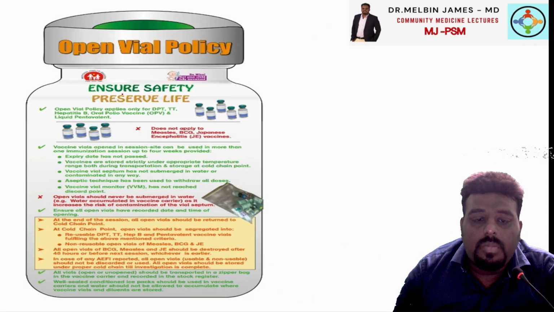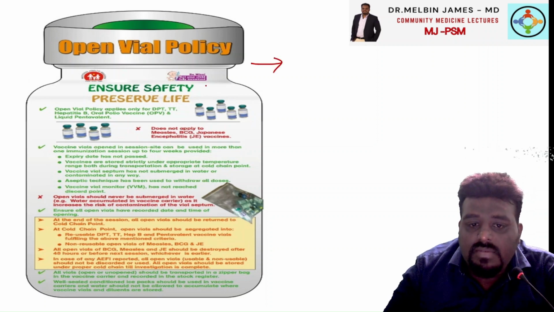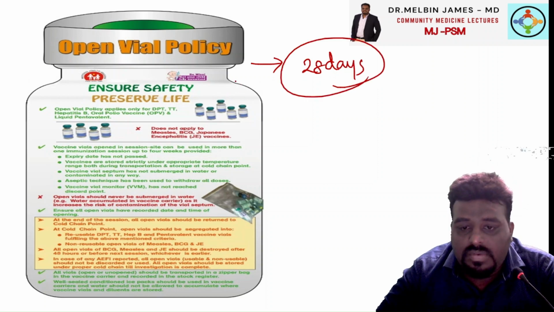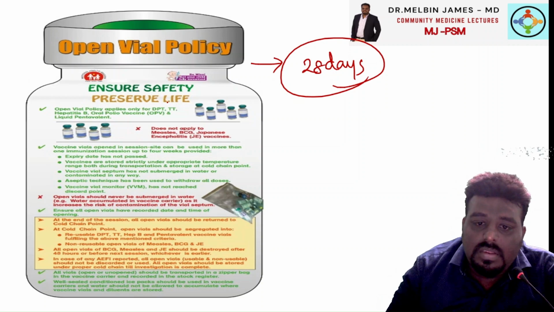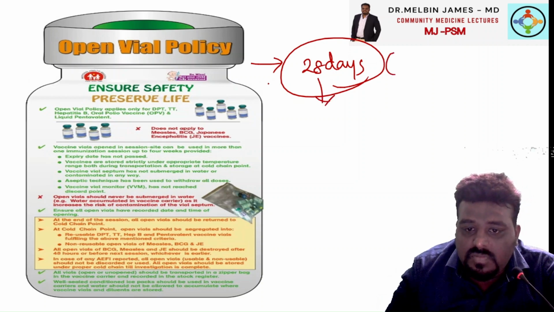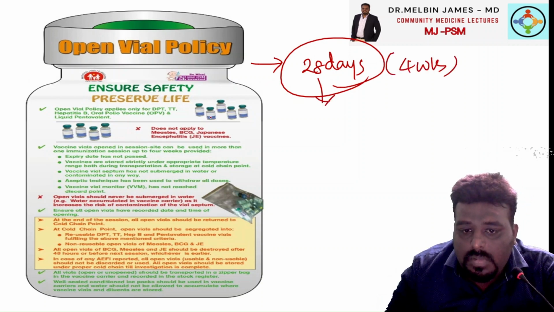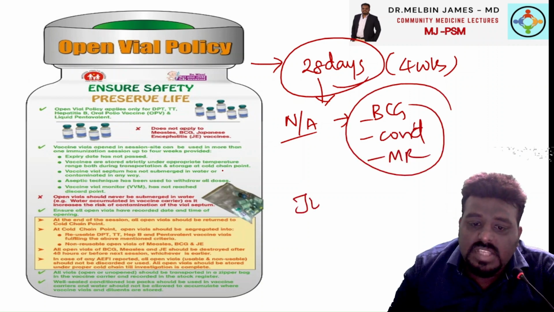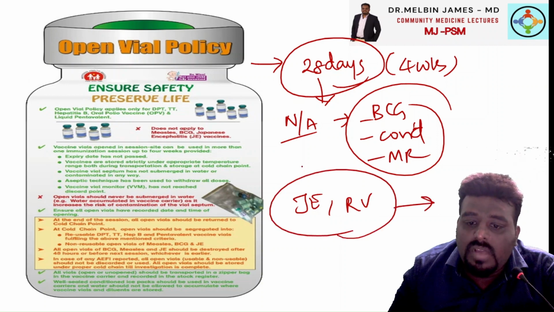Next, coming to the open vial policy. Open vial policy means that any vaccine which has been opened should be used only until 28 days of life, that is 4 weeks. After that you must dispose of it. There is an exception: the open vial policy is not applicable in the case of BCG, COVID vaccines, and MR vaccines. Now for the JE and RV vaccines, the open vial policy is applicable. Remember, this is a major update.